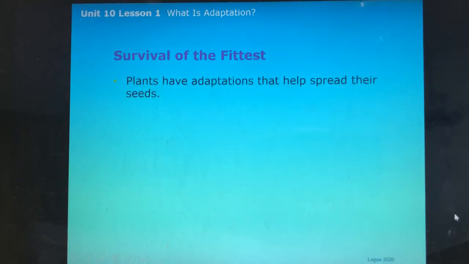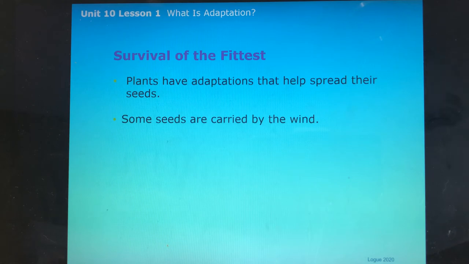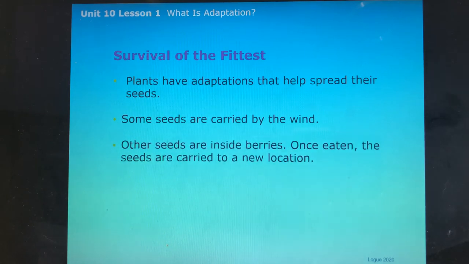Okay, so not only do animals have adaptations, but plants do as well. Some plants have adaptations that help them spread their seeds. Some seeds are carried by the wind. If you've ever noticed a dandelion, that's the flower that when you blow on it, all the little seeds go everywhere and you make a wish. Those are dandelion seeds, and they're made to be carried by the wind. Other seeds are inside berries. Once eaten, for example, a squirrel or bird eats some berries, then that animal moves to a new location, poops it out, and now you have seeds being moved to a new location by the help of animals.